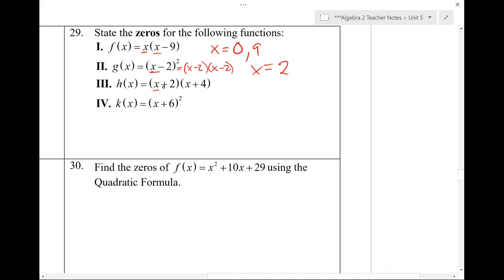Now this one, for the first binomial, it would be negative 2, and for the second, it would be negative 4. Then this next one, as I saw from number 2, it doesn't matter whether I expand it or not, because there's only one number that can go in each of those binomials, whether I expand it or not, so this would be x equals negative 6. Okay, there's the solutions for those.